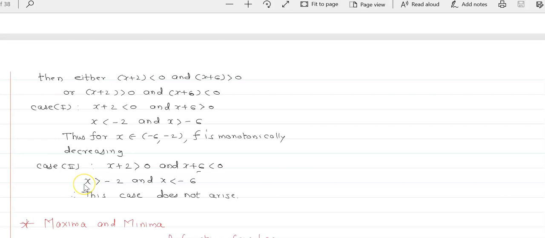In one case, if we add minus 2 on both sides, then you will get x is greater than minus 2. And in the other case, if we add minus 6 on both sides, then x is less than minus 6. One way it says that x is greater than minus 2, and the other way it says that x is less than minus 6. Therefore, this case does not exist.